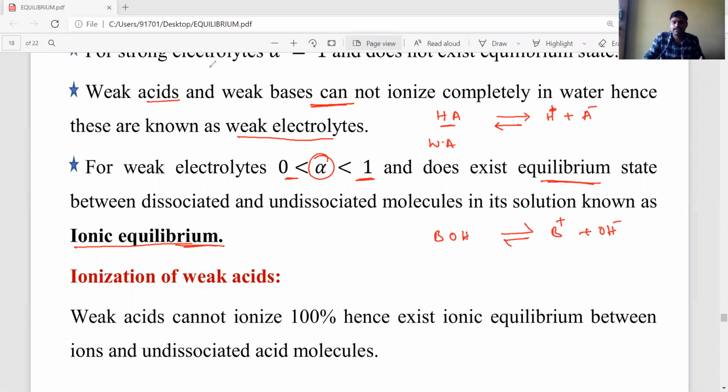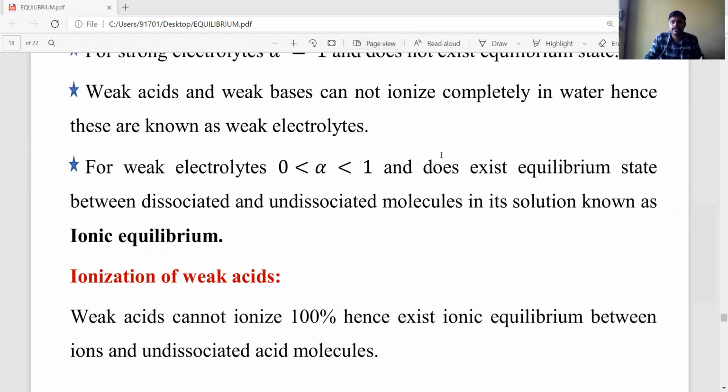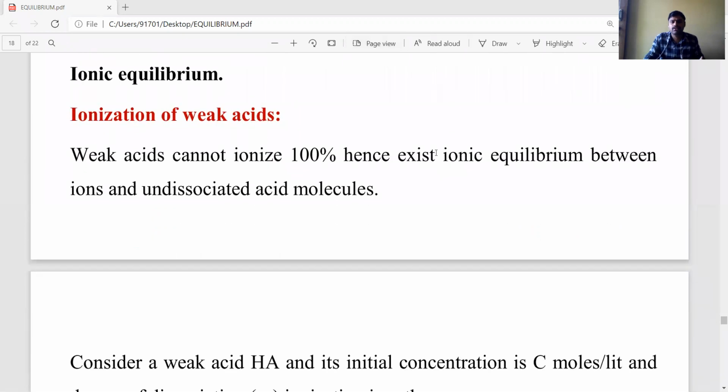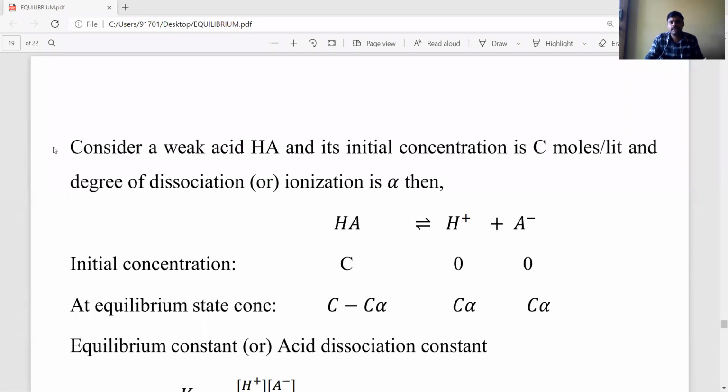Now we need to discuss ionic equilibrium in weak acids and ionic equilibrium in weak bases. Okay, listen. Weak acids cannot ionize 100%. Hence ionic equilibrium exists between ions, dissociated molecules and undissociated acid molecules. Let's listen carefully, dear students. Now consider a weak acid HA.